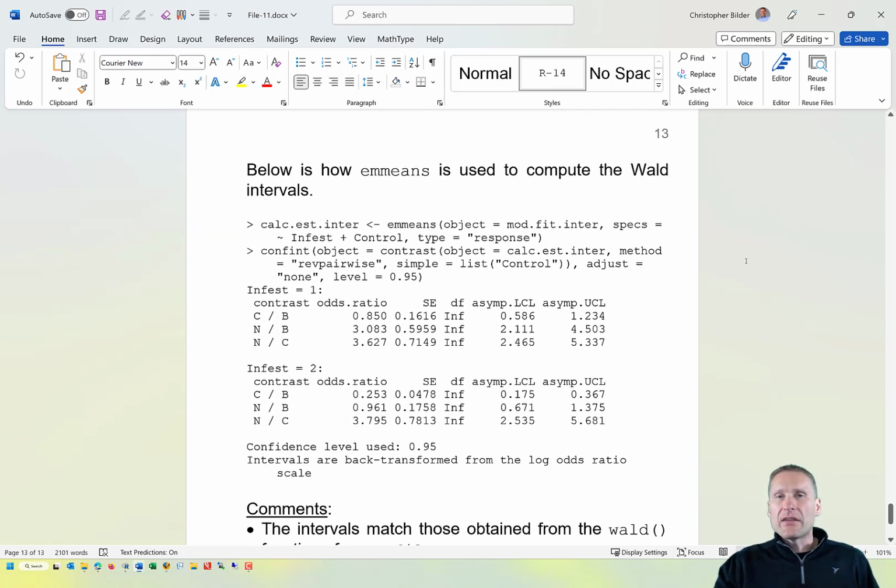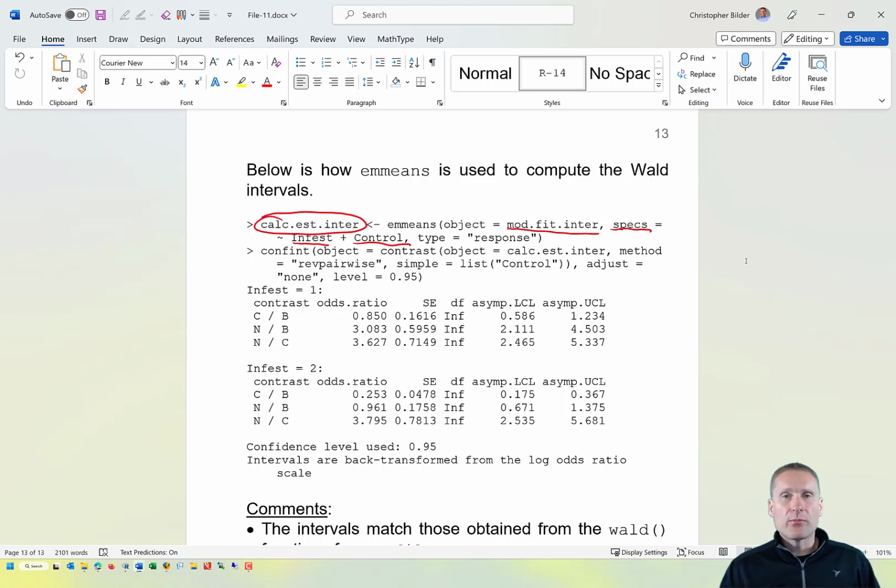Let's now take a look at how we can do this all with emmeans. I'm going to put the results from emmeans into an object called calc.s.inter for interaction. And the code is very similar to what we have before. My object is the results from glm when I use the interaction. My specs argument is equal to tilde infest plus control.